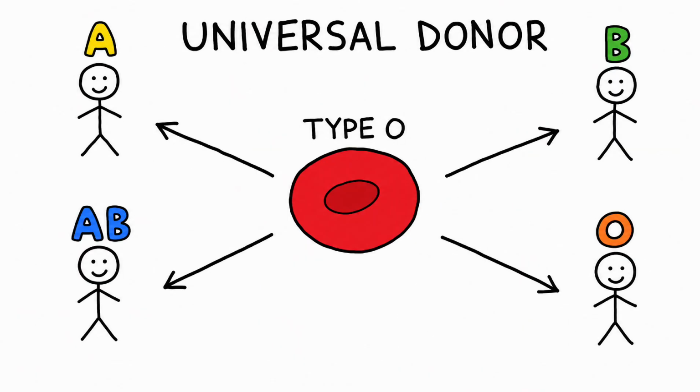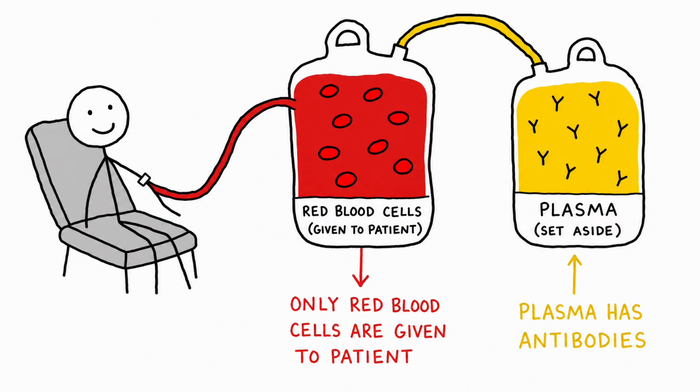So type O is known as the universal donor. Type O will lack the A and B antigen, so type O red blood cells could be donated to a person with any blood type. Often when given to a person with a different blood type, only the red blood cells are donated, since the plasma will contain the antibodies. So when you're donating blood, you're not giving them the plasma and the red blood cells, you're just giving them the red blood cells. And we already showed you how you can separate that. And remember, the antibodies are located within the plasma only.